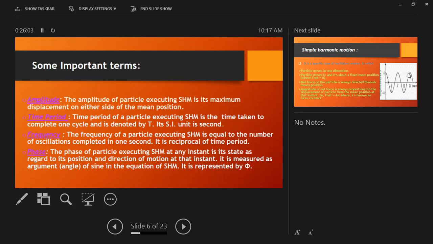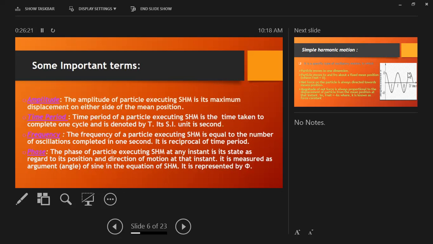Once again, amplitude: maximum displacement of the particle from its mean position. Time period: time taken to complete one oscillation. Amplitude is measured in meters or centimeters. Time period is the time taken to complete one oscillation. What does that mean?